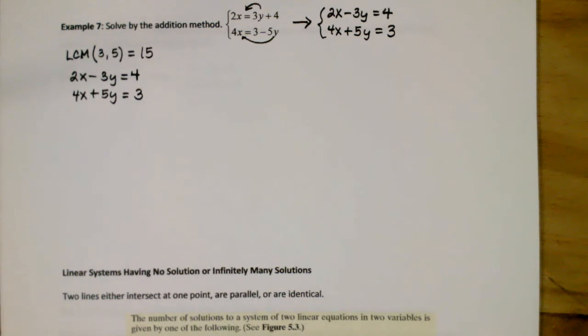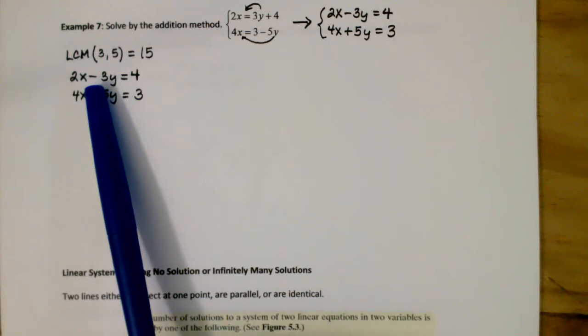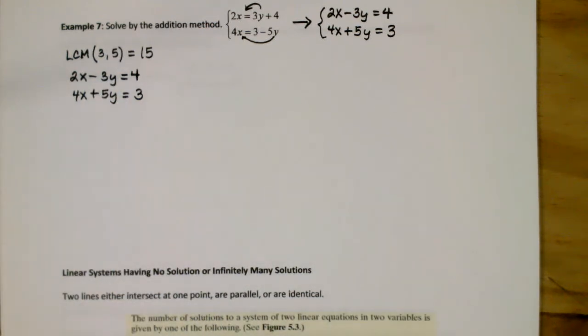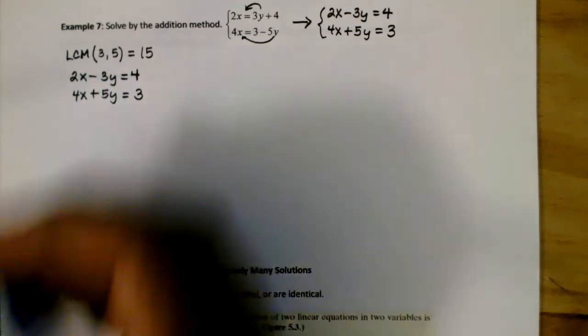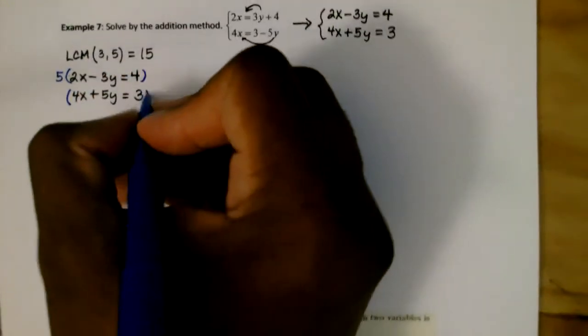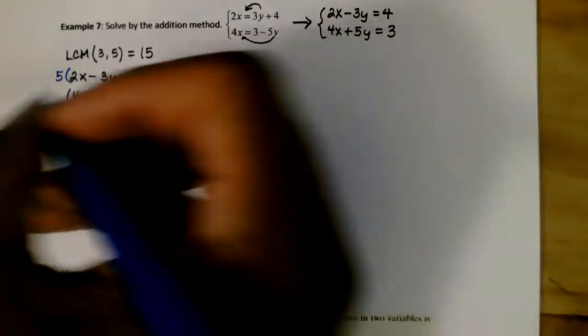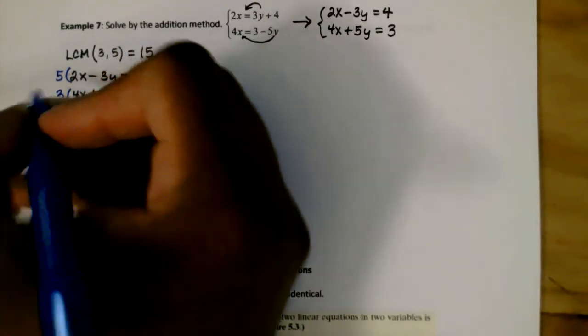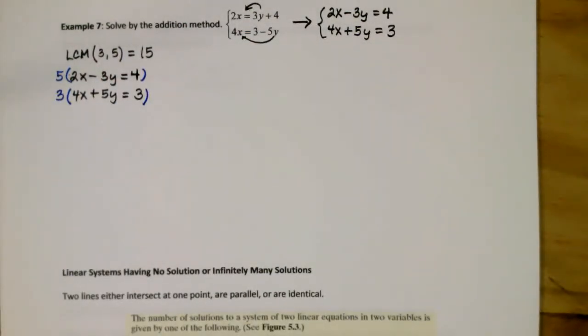And I'm eliminating the y's. So if I want that 3y to become minus 15y, I need to multiply that top equation by 5. And for the bottom equation, if that 5y is to become 15y, I need to multiply that bottom equation by 3.